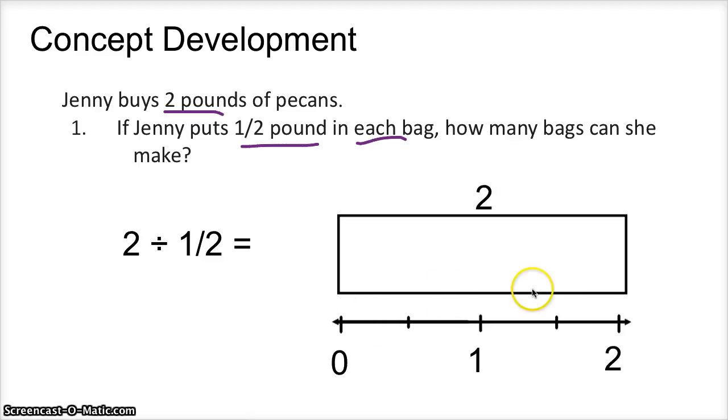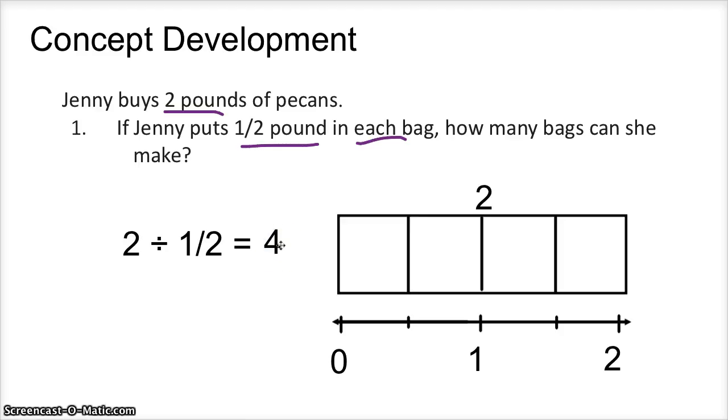So what I've done is I've drawn a number line, and I'm just showing that in a little bit of a different way. So here's where 1 pound of pecans would be, here's where 2 pounds of pecans would be, and I split it into halves because it's a half of a pound. Half of 1 pound, half of another pound. So there's half, there's half, there's half, and then this is my last half. So how many bags can she make? 1, 2, 3, 4. So 2 divided by 1/2 equals 4. Do you see a pattern yet? When this number is getting smaller, what's happening to this number?